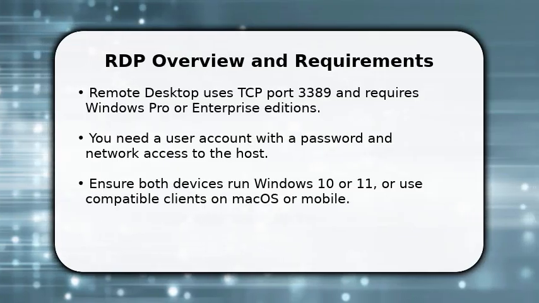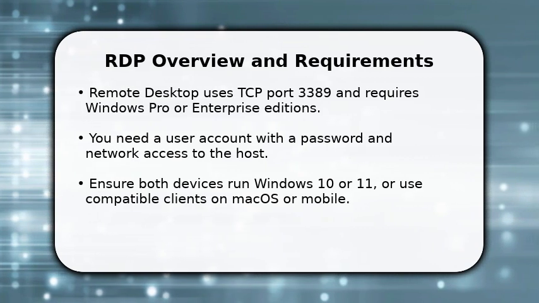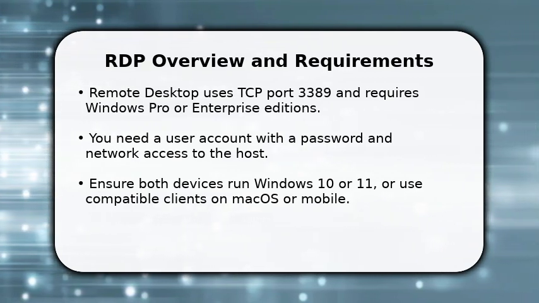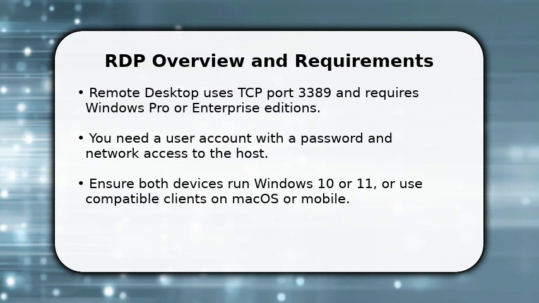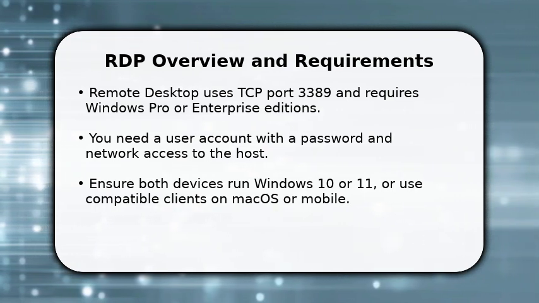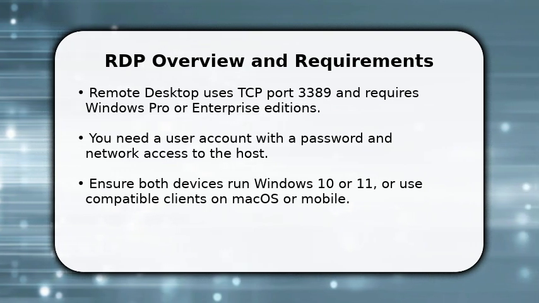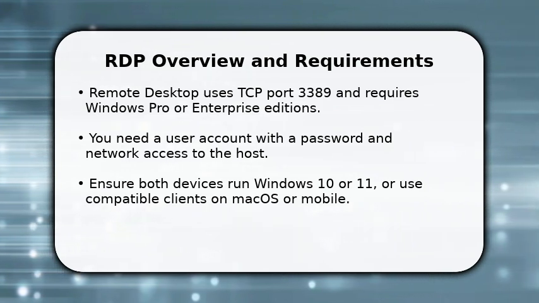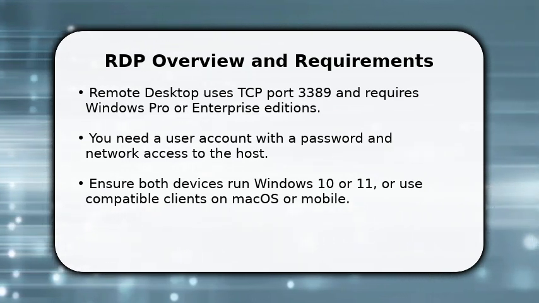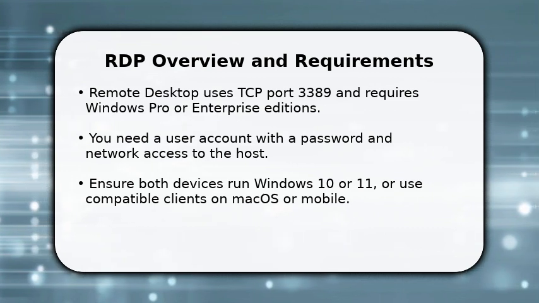Remote Desktop lets you control a Windows PC from another device over a network. It uses TCP port 3389 by default and requires network access. The host must run Windows Pro or Enterprise editions. You also can use Windows Server versions as hosts and official clients on Mac OS and mobile.